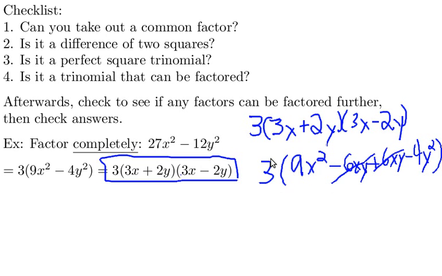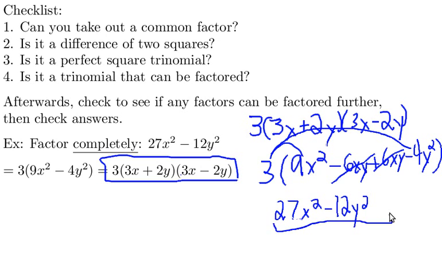So we can distribute this 3 to the 9x squared and the 4y squared to get 27x squared minus 12y squared. And that happens to be the same thing that we were given at the beginning of the problem. So that means that this is probably a correct answer. Well, this is not the answer. This is probably the correct answer.